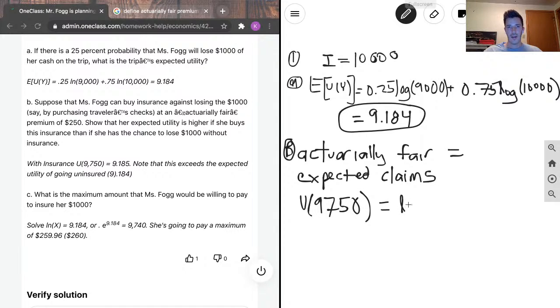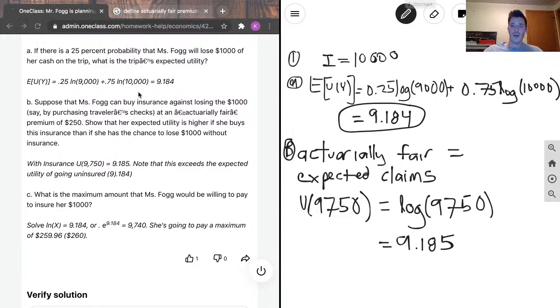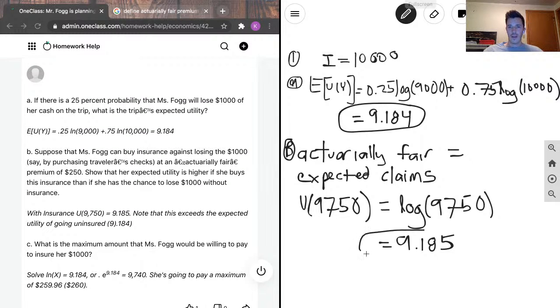And the log of $9,750 is going to be 9.185, it looks like, which is, of course, ever so marginally higher than our utility without insurance. Circle that.